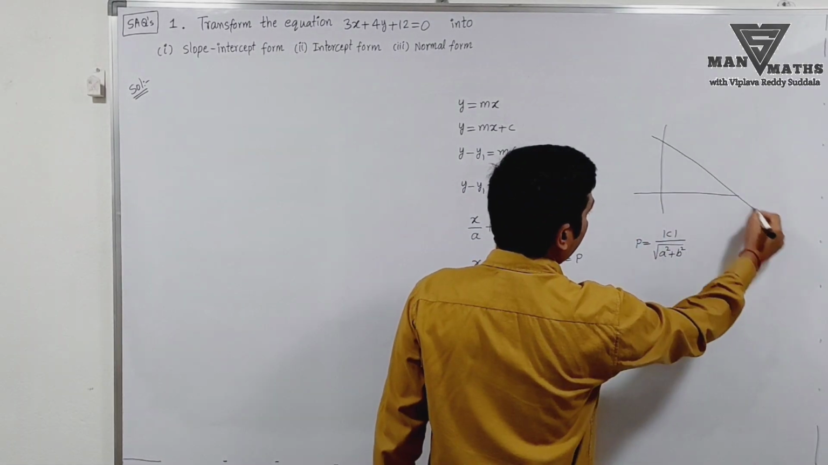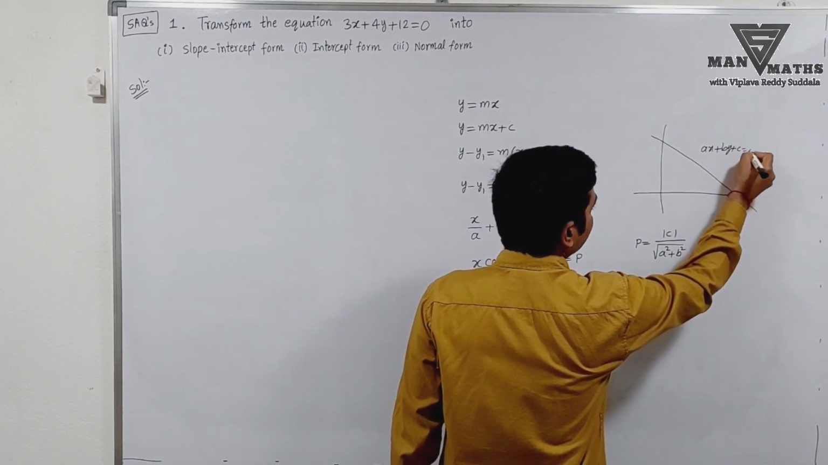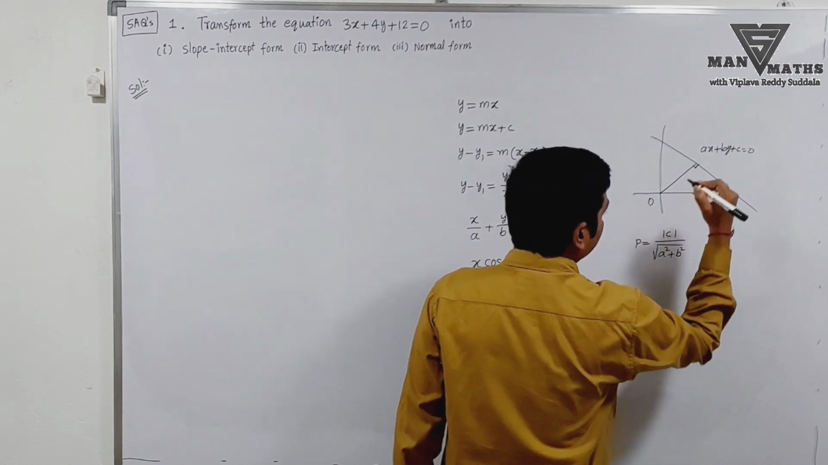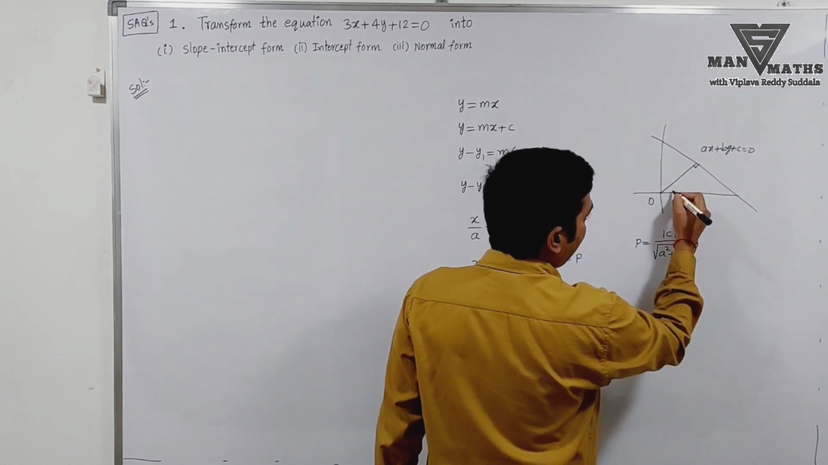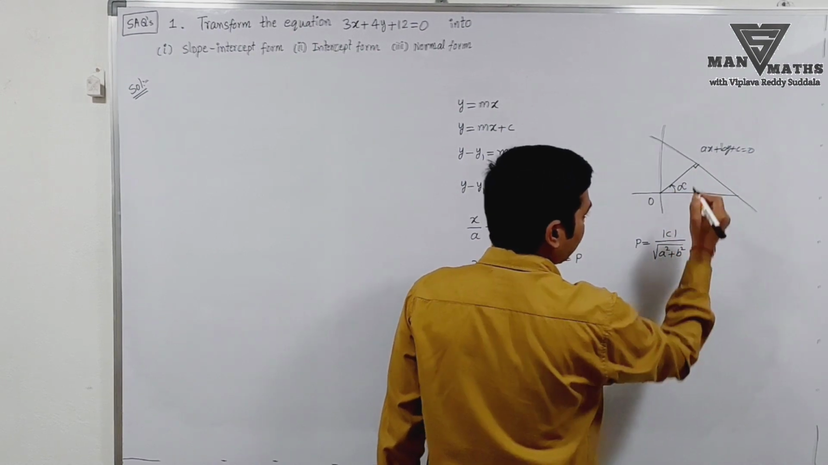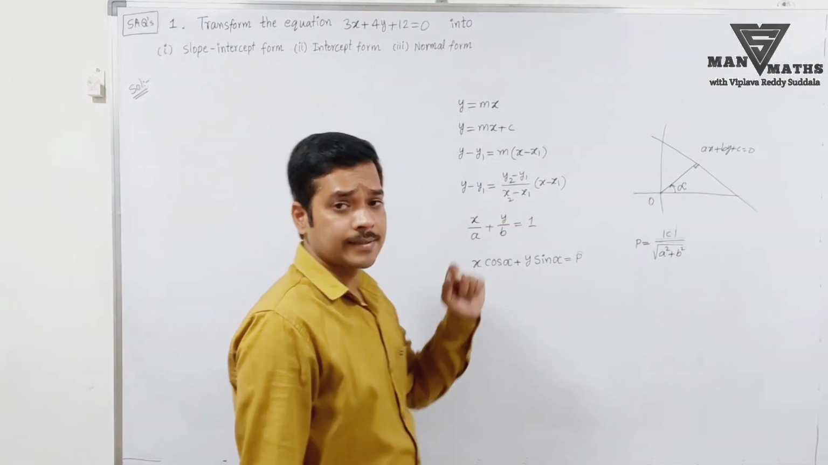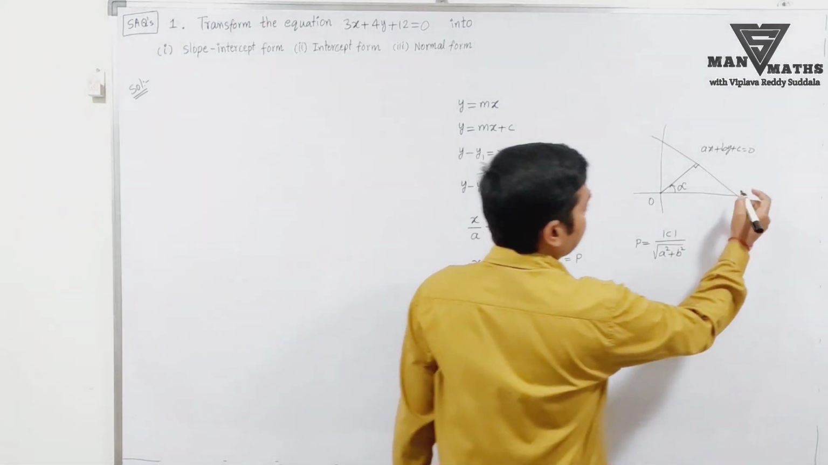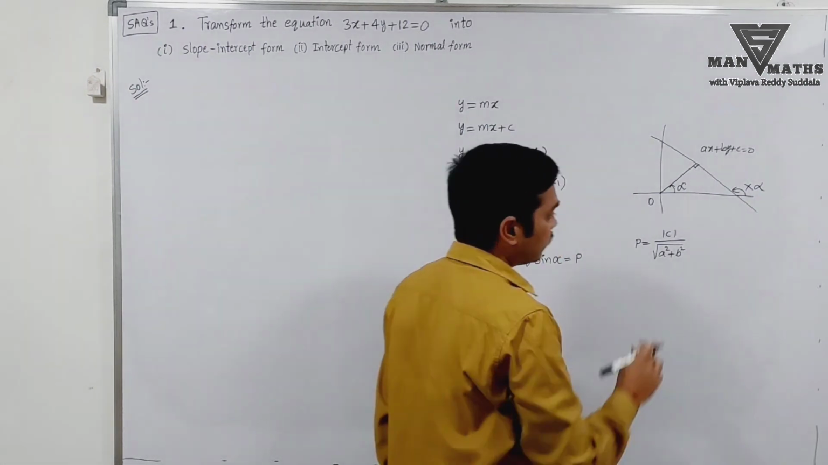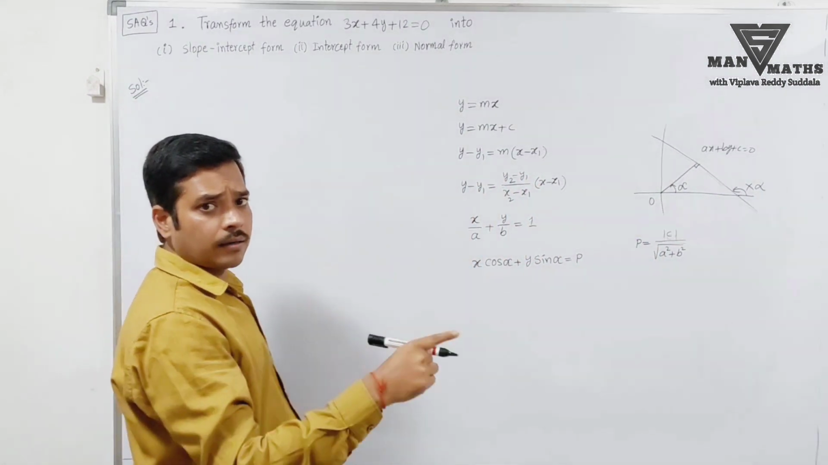For example, this is the given line, ax plus by plus c is equal to 0. Draw one perpendicular line from origin to given straight line. This is the normal line. Angle between x-axis and normal perpendicular line is the alpha. In this equation, alpha is the angle between normal and x-axis, not line and x-axis. This is not the alpha. Okay, this is the alpha, angle between perpendicular line and x-axis.